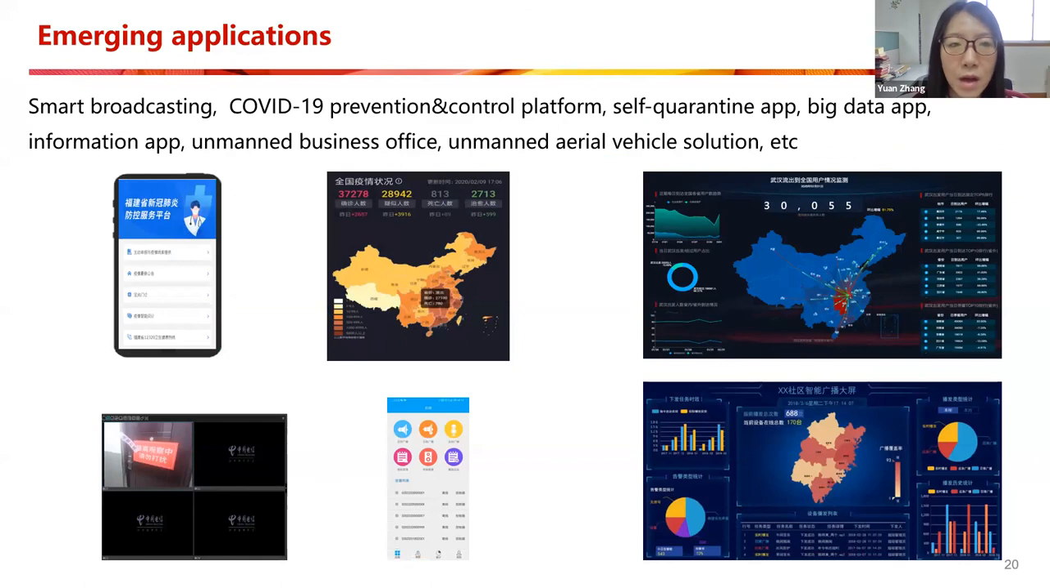And as well, we have a lot of other applications, which I will not go into detail. Some of them are interesting, like we have the MN business office for people to subscribe to our services, and the 5G UAV aerial vehicle with thermometers and intelligent loudspeakers to patrol and find people with a fever and to remind people of no gathering. And we have a lot of other emerging applications. If you are interested, you could contact me for details.